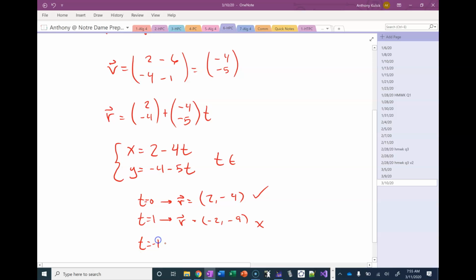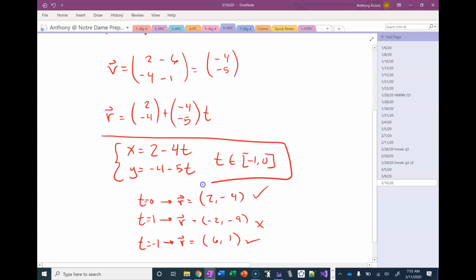So let's try -1. When I do that, I get +6, and then +1, which is my other endpoint. So my interval should be from -1 to 0. Well, when t is -1, I get one of my endpoints. When t is 0, I get the other endpoint.